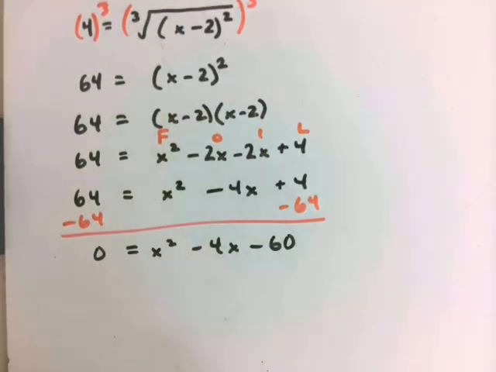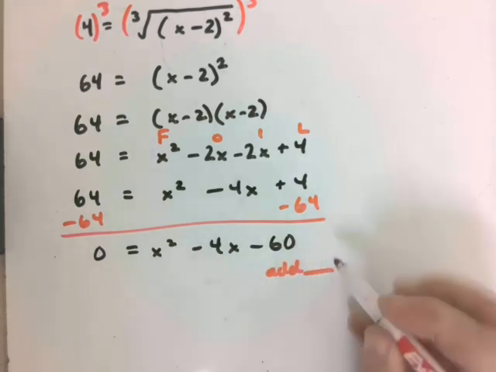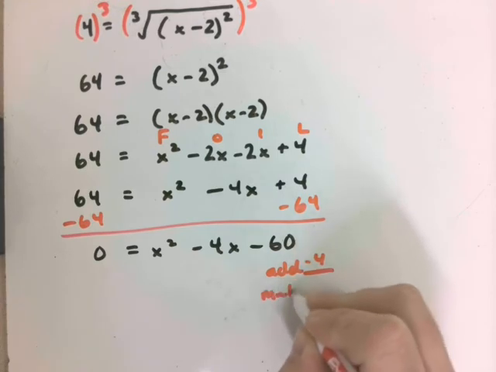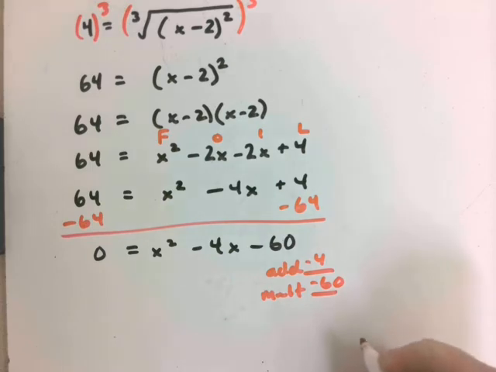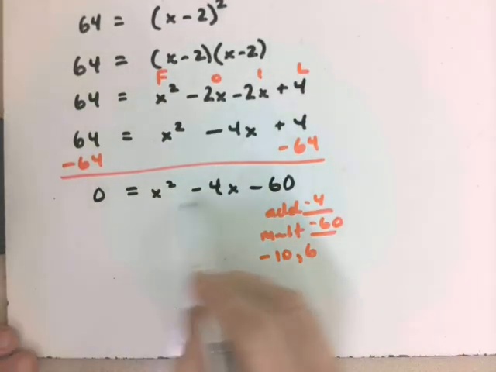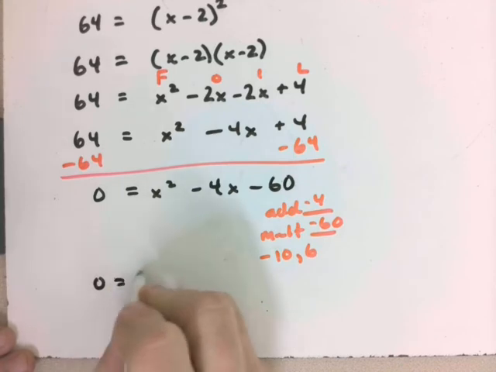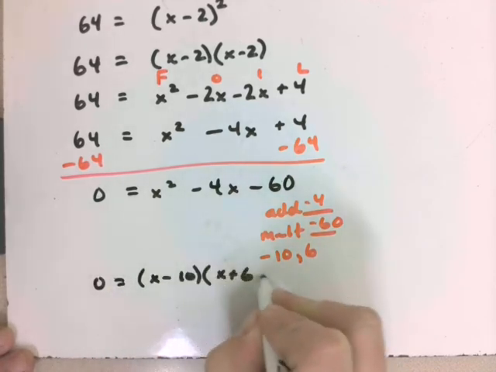There is nothing in common with those 3 terms. I could use the shortcut if I can find 2 numbers that add to be negative 4 and multiply to be 1 times negative 60, which is negative 60. There are 2 numbers that fit that pattern. They would be a negative 10 and a positive 6. And then from there, we can factor this right side. So we would have 0 is equal to an x minus 10 times an x plus 6.